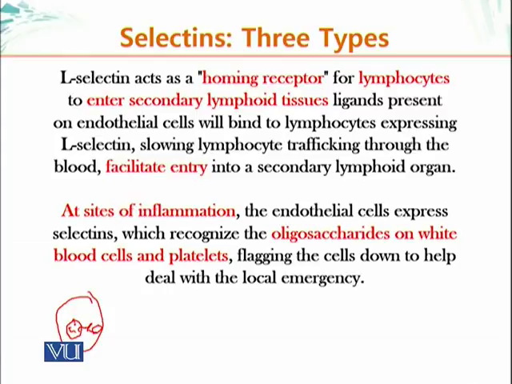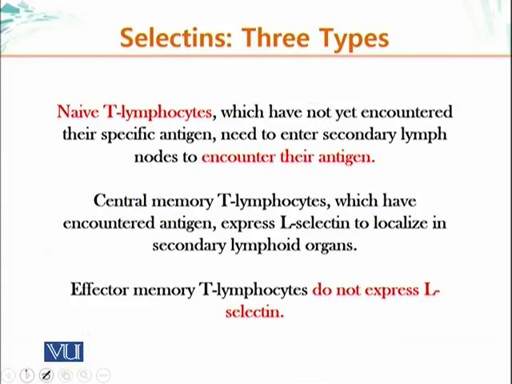At the site of infection, this is again the white blood cell. At the endothelial cells, at the site of infection, endothelial cells will express selectins. These selectins will bind a carbohydrate moiety present on the surface of the lymphocyte. So it works in the reverse. In one tissue, it's working in one way, and in the other tissue, it's working in a different way.